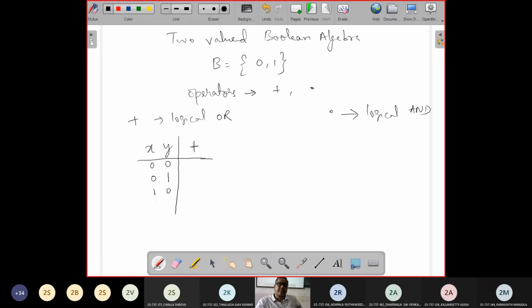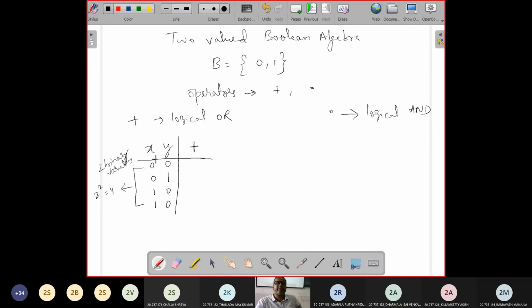Y 0. X can take 1, Y can take 0. So these are the four possibilities of the two binary variables X and Y. Two binary variables, how many possible combinations can you have? 2 power 2, that is equal to 4. These are the four binary combinations.